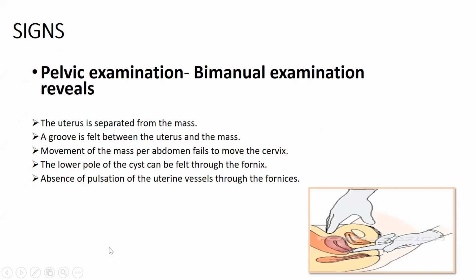In pelvic examination, the uterus will be separate from the mass. A groove may be felt between the uterus and the mass, and the movement of the mass per abdomen fails to move the cervix. That is also known as transmitted mobility, which will be absent if the mass is an ovarian mass. Whereas if it is a uterine mass, when you move the cervix, the mass also moves, or when the mass is moved, the cervix also moves. The lower pole of the cyst may be felt through the fornix, and there might be absence of pulsation of the uterine vessels through the fornices.